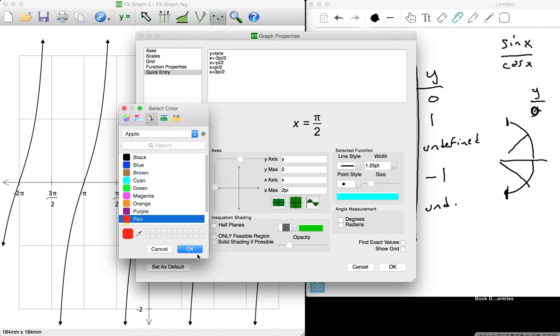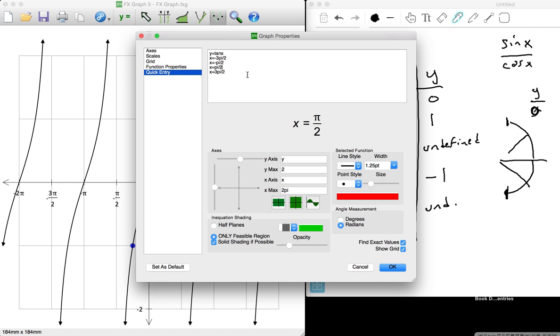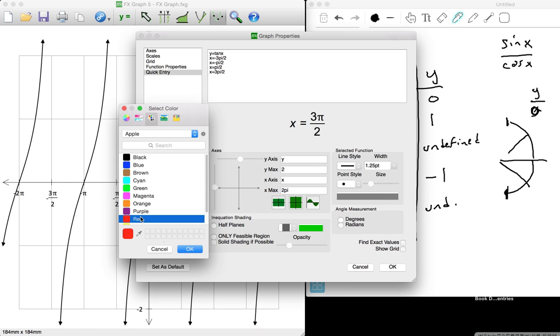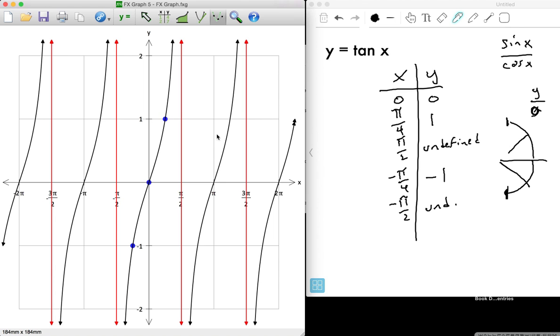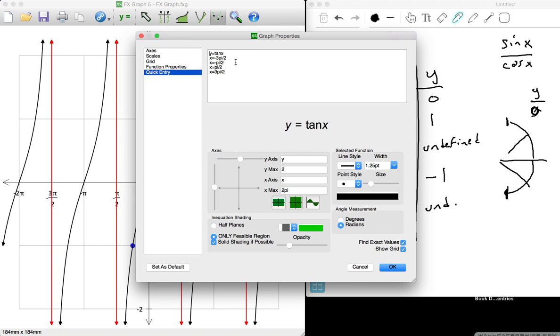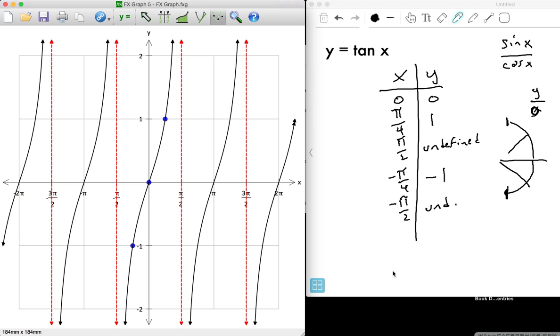This program I'm using is called FX Graph. It's a very handy program, especially if you become a math teacher. You're going to want something like this. So I press OK. Oh, I should have made them dotted. So let's make them dotted. Always make your asymptotes dotted. They are not actual lines on the graph. They are imaginary boundaries. There we go.